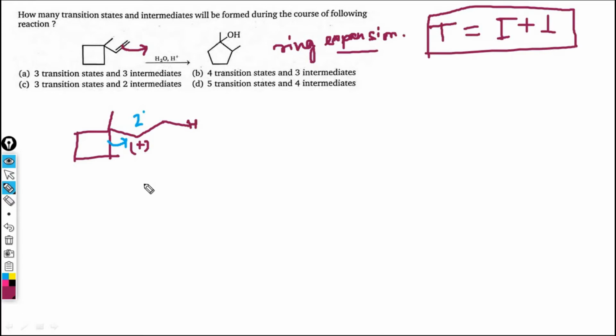Remember, the objective of any bond migration is always to find or form a more stable carbocation. If a more stable carbocation or a more stable compound is not formed during bond migration, the bond migration will not occur.